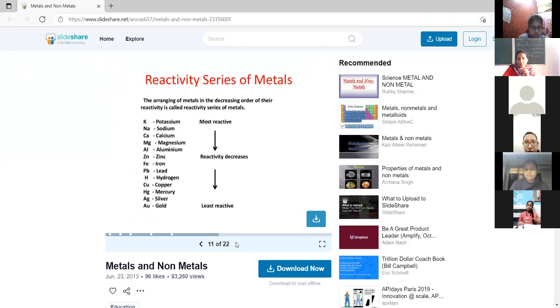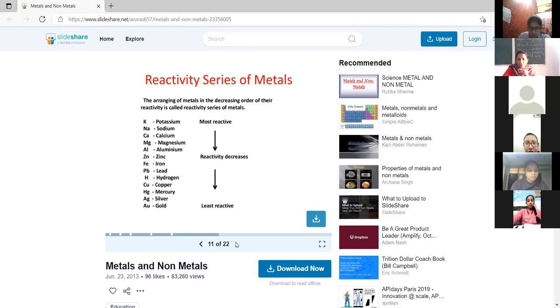Children, this is the reactivity series. Which metal is most reactive, on the top? Potassium is on the top. Potassium is the most reactive metal, and this is a decreasing order. Most reactive at the top, then less. See, copper is here, and all of these are above copper. So copper can't displace all these metals. But if copper reacts with silver, then it can displace silver from its salt solution.